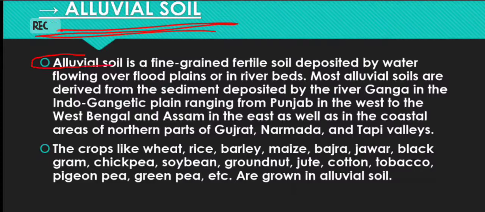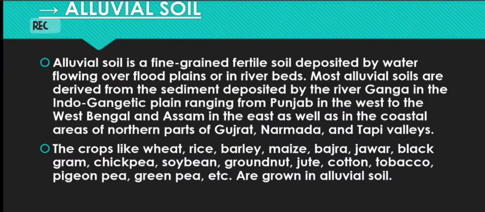Alluvial soil is a fine-grained fertile soil deposited by the water flowing over floodplains or in river beds. This is the most important definition of alluvial soil. This is very important to remember.